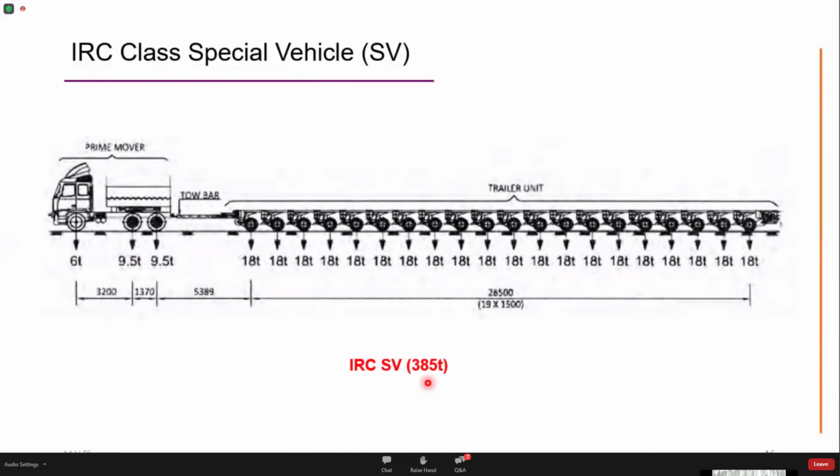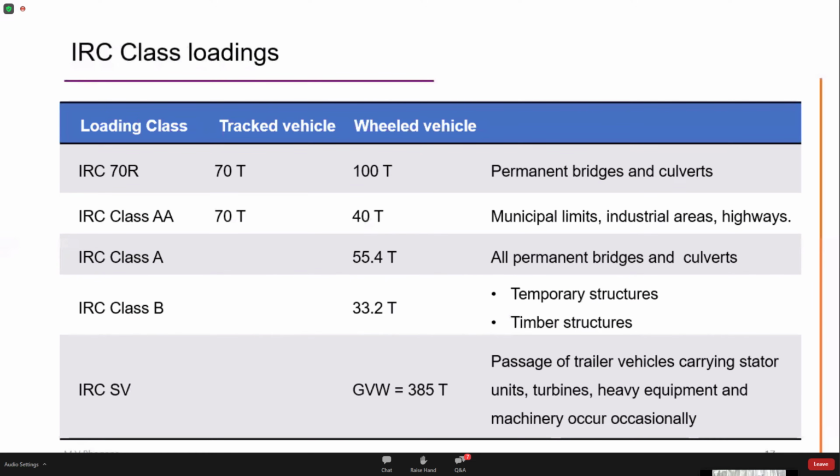So these are the 5 different classes of loadings which are prescribed by IRC 6. Next, what we really need to understand is, when we go for the analysis of the bridge and we have 5 different types of loadings, the question that comes to mind is which class of loading is to be adopted for which type of bridges. IRC 6 has given very clear guidelines on the type of loading that needs to be adopted.